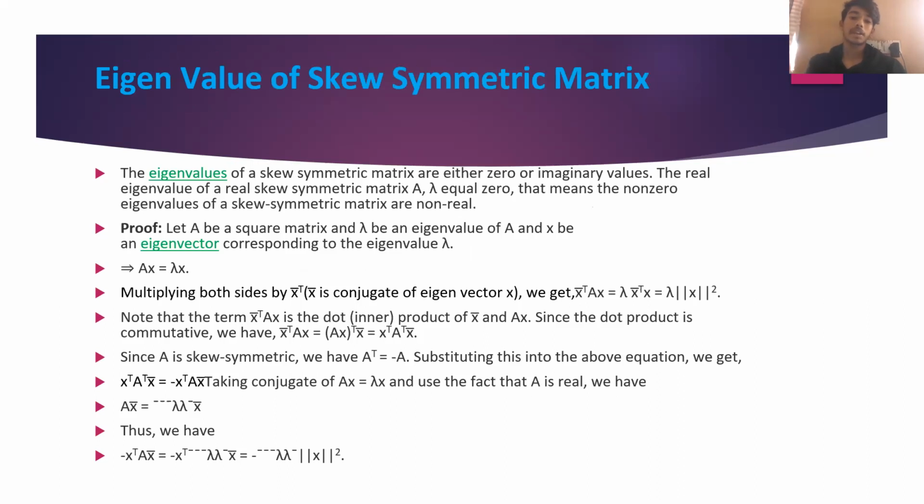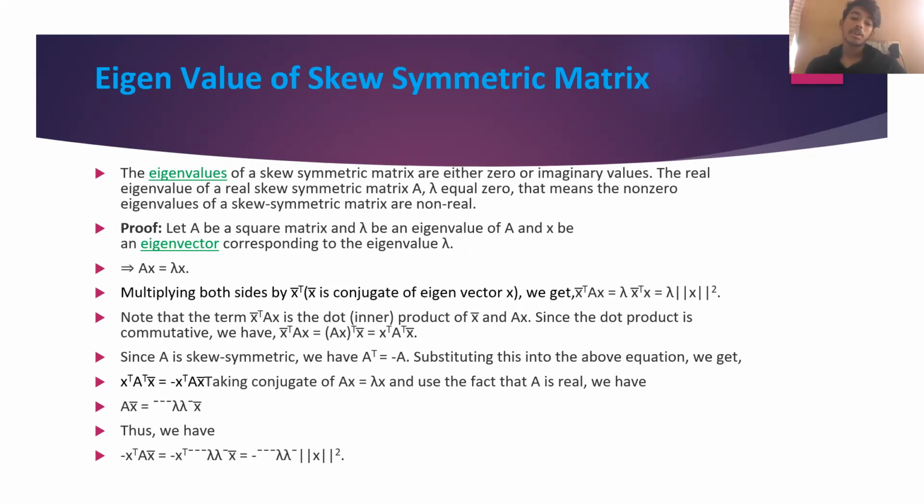Eigenvalue of skew-symmetric matrix. The eigenvalues of a skew-symmetric matrix are either 0 or imaginary values. The real eigenvalue of a real skew-symmetric matrix A, lambda equals 0. That means the non-zero eigenvalues of a skew-symmetric matrix are non-real. Proof. Let A be a square matrix and lambda be an eigenvalue of A and X be an eigenvector corresponding to the eigenvalue lambda. AX equals lambda X, multiplying both sides by X bar, where X bar is the conjugate of eigenvector X, we get X square.